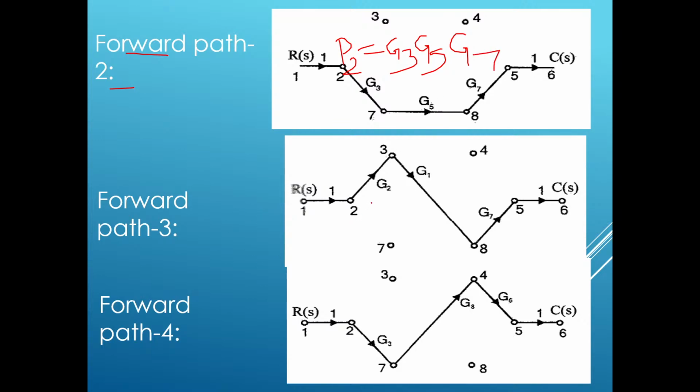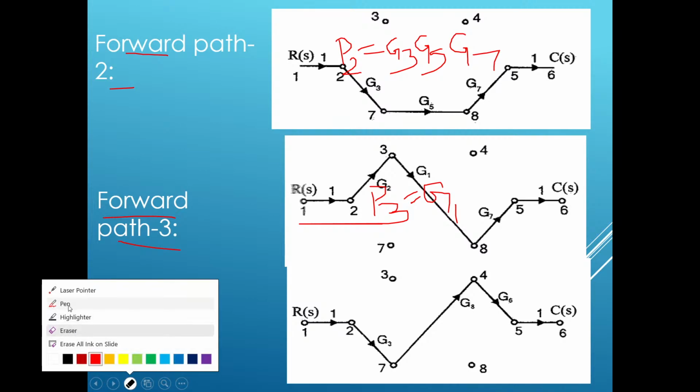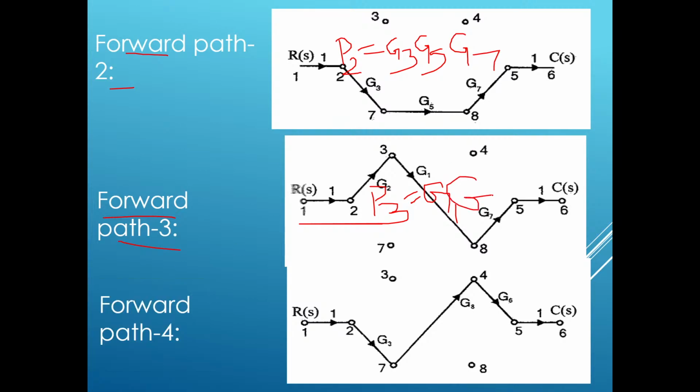Now let us see the third forward path. What is the gain value? P3 is equal to how much? P3 is equal to G1, G2 and G7. Once, no need to write 1. So G1 into G2 into G7. Okay, so next, the fourth forward path.